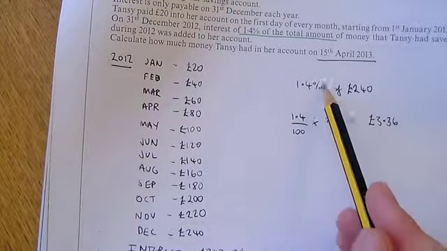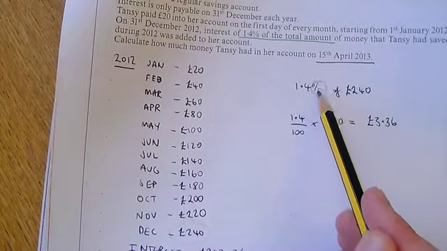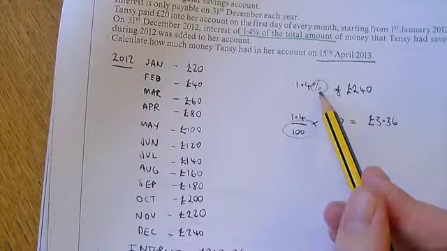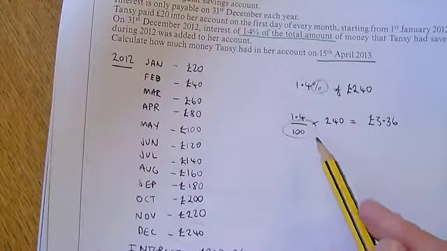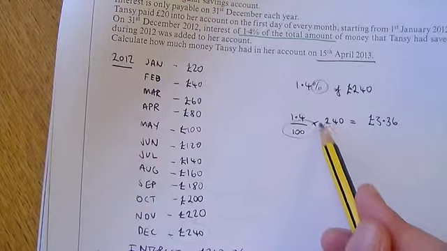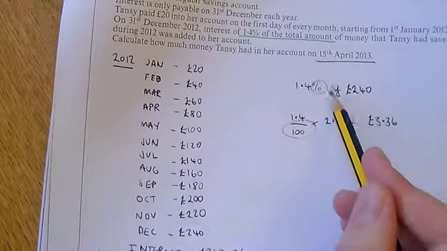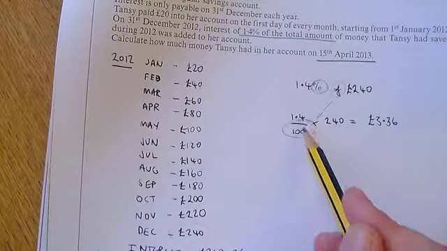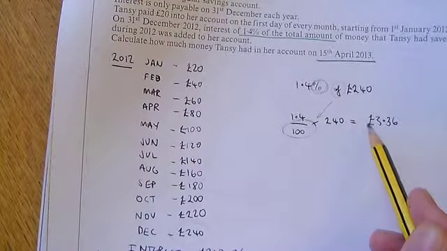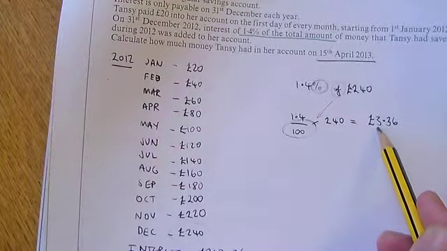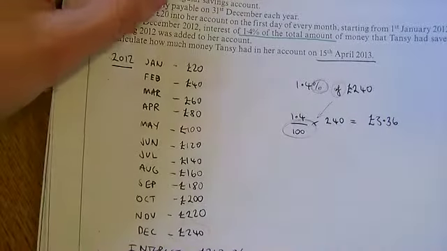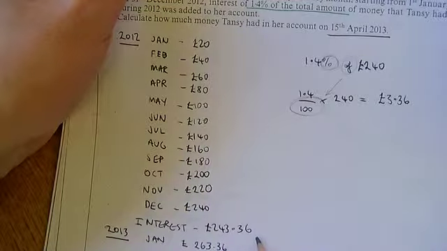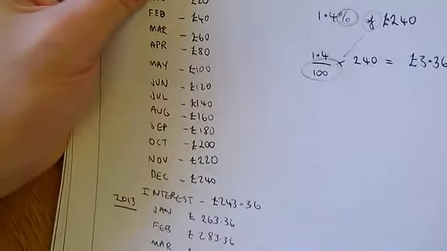And to do that, the quick way is to change this percentage sign to what it actually means, which means out of 100. Those two things there are identical. Okay? And then to find a percentage of an amount, you just multiply it by what that amount is. So that "of" has just changed to times. Okay? So 1.4 over 100 times by 240 comes to very, very little interest. It's only £3.36. So then I've written underneath it, interest comes to £243.36. And I've just carried on adding £20.